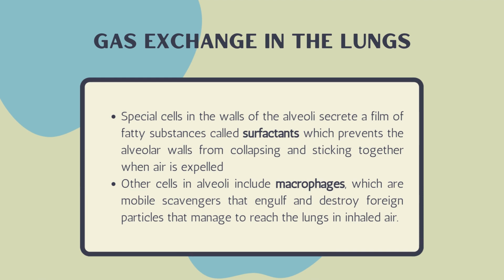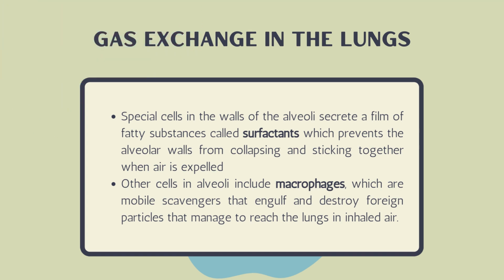Special cells in the walls of the alveoli secrete a film of fatty substances called surfactants, which prevent the alveolar walls from collapsing and sticking together when air is expelled. Other cells in the alveoli include macrophages, which are mobile scavengers that engulf and destroy foreign particles that manage to reach the lungs in inhaled air.